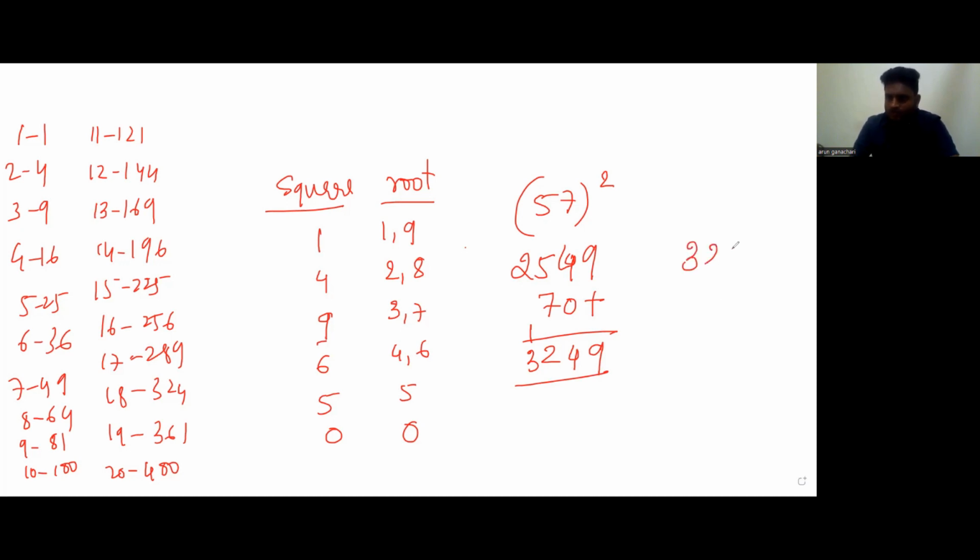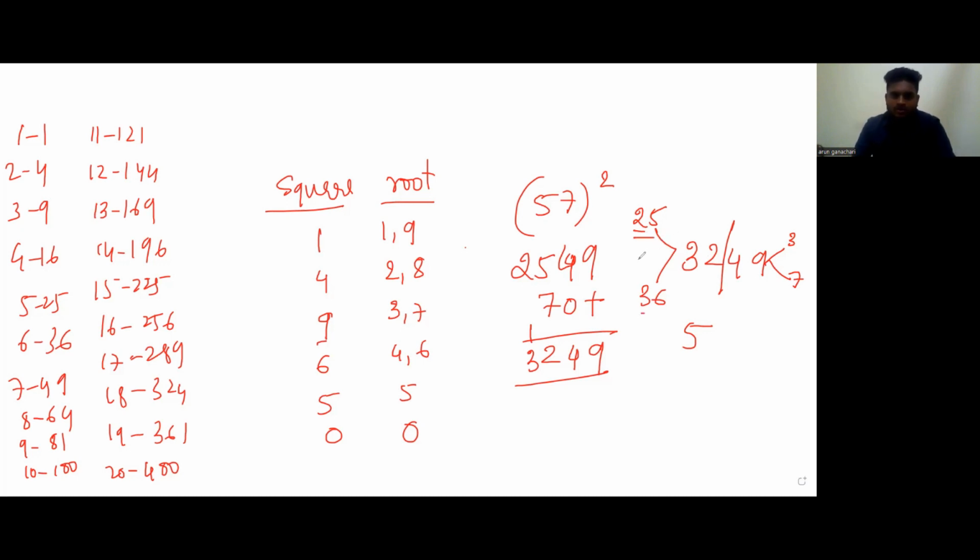Look here, 3249. From the right-hand side, I have to make a grouping of two numbers each. So it will be 32 and 49. Now this 32 is in between 25 and 36. For the first digit, I have to find the square root of the lower number, which is 5. Now for 9, I have two options, 3 or 7. Now I'll check whether 32 is closer to 36 or 25.